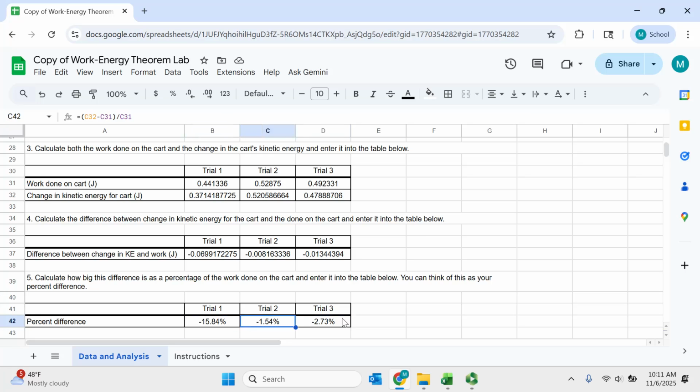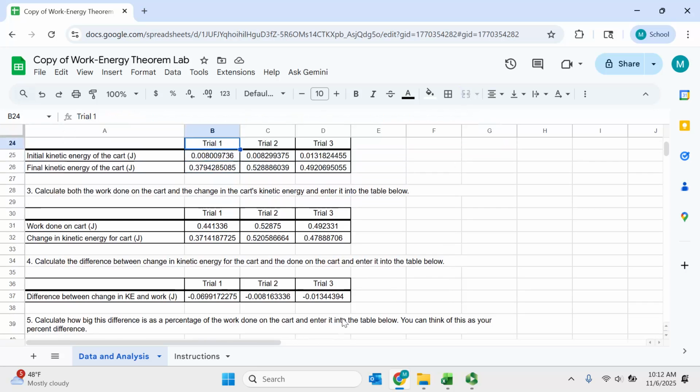And if we look at my 3 trials, trial 2 and trial 3 look pretty good, 1.5% and 2.7%. Those both verify work energy theorem. But trial 1 does not look as good, negative 15%. And so I might ask myself, is there something wrong with trial 1 that means they have a much higher percent difference than the other 2?